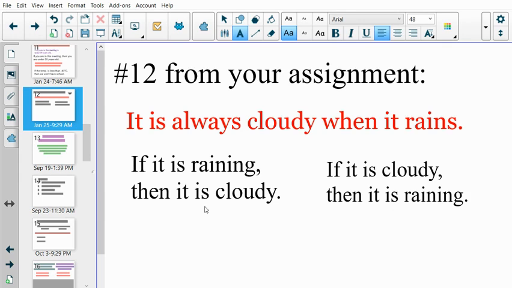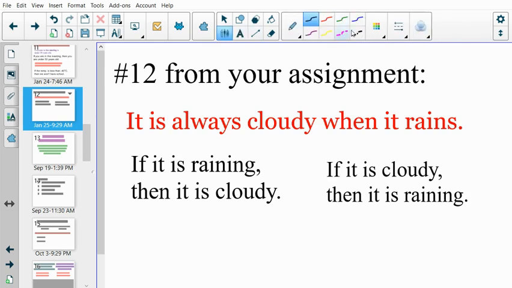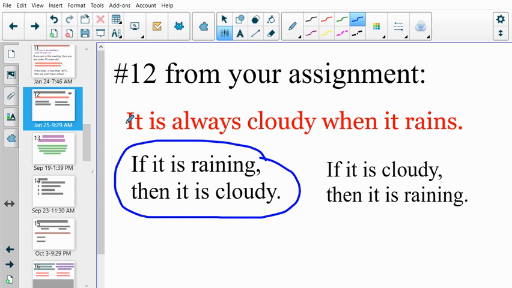First one, if it is raining, then it is cloudy. And when I say that out loud, I am thinking about that same baseball game. I'm thinking about that same day. I'm thinking, no, that's not true, because I remember a time when it was raining and it wasn't cloudy. It was a beautiful sunny day. I'm thinking about the same thing when I read this one as when I read the red sentence.